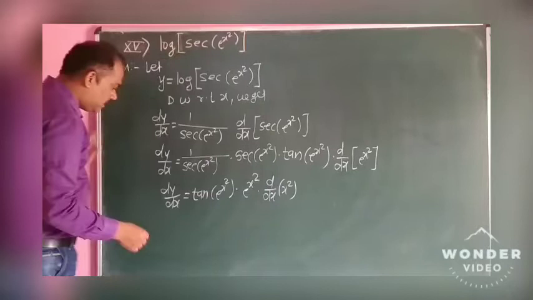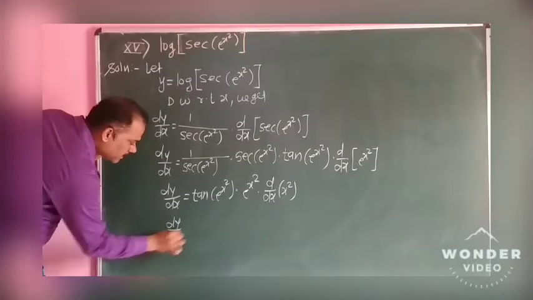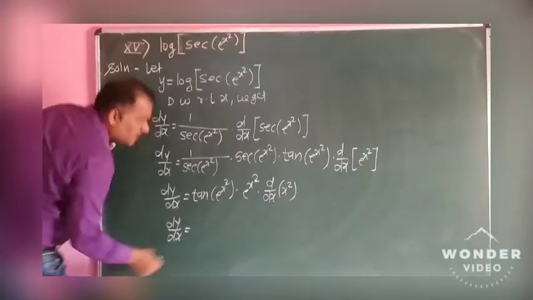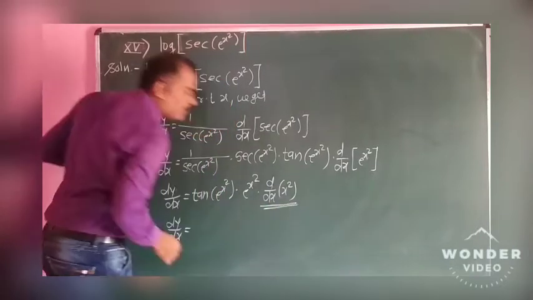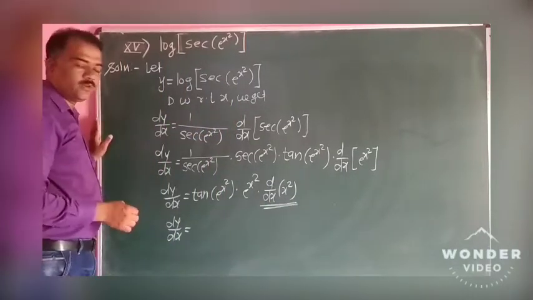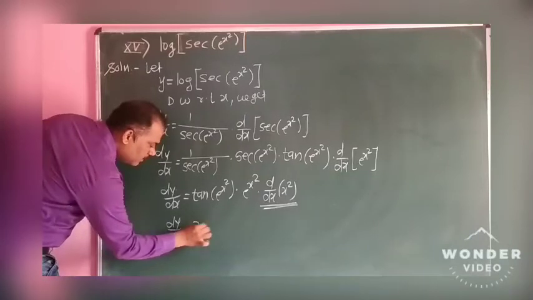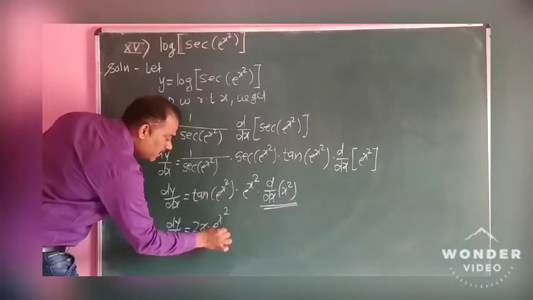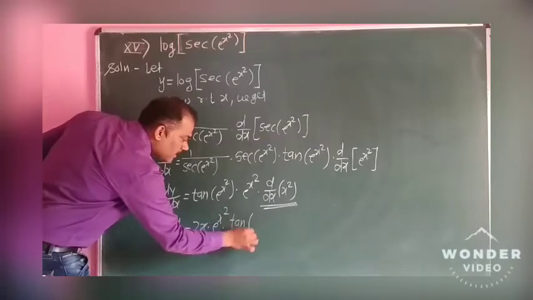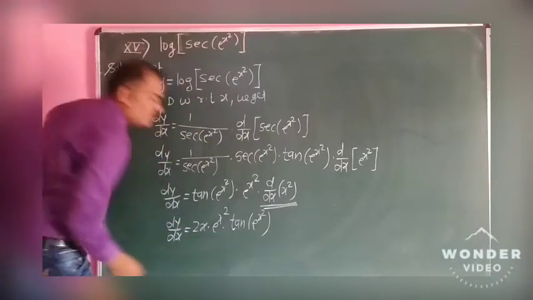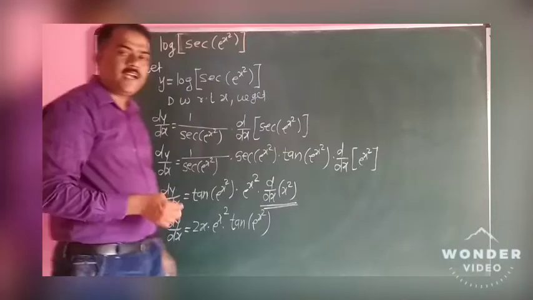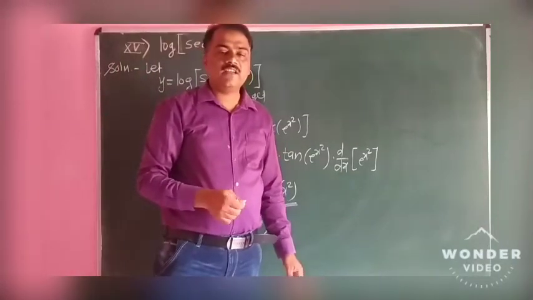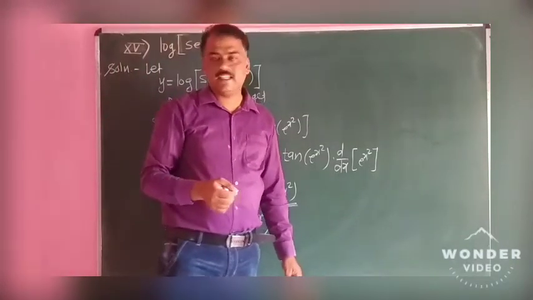What is the derivative of x square? It is nothing but 2x. We can write in the beginning 2x into e raised to x square into tan of e raised to x square, which is the required answer. We can discuss the next example.